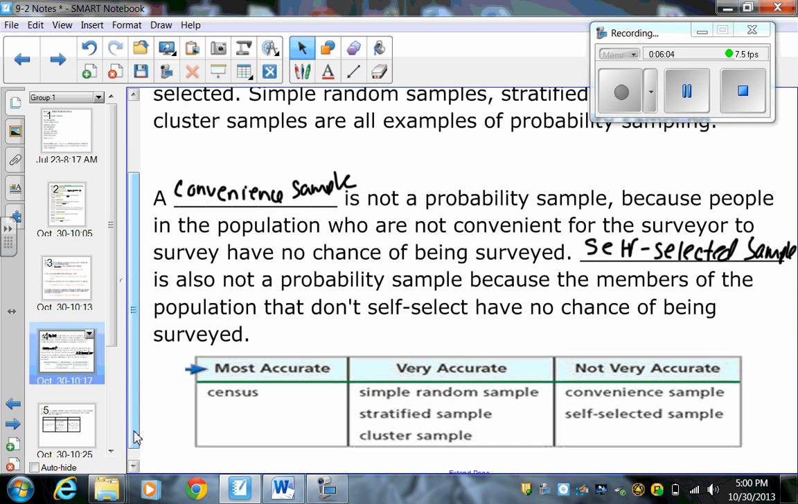So whenever we're trying to decide whether something is most accurate, very accurate, or not accurate, your most accurate form of doing a survey is going to be to do a census, because remember that is surveying the entire population. Very accurate methods to get samples are using a simple random sample, a stratified sample, and a cluster sample. And not very accurate methods are convenience samples and self-selected samples.